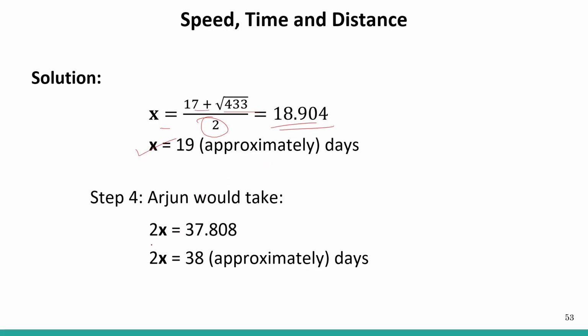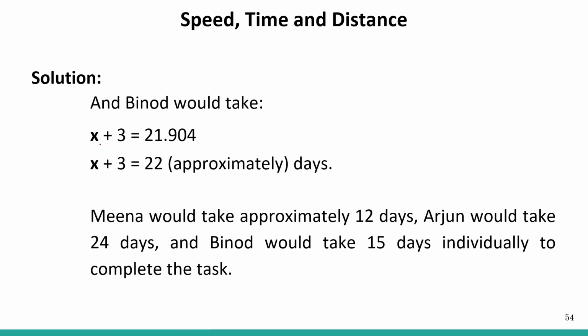So Arjun would take 2x days, so it will be 37.808. Approximately you can say that he can take 38 days. And Vinod would take x plus 3 days, so it will be 21.902 or 22 days. So Meena would take approximately 19 days, Arjun would take approximately 38, and Vinod would take 22 days individually to complete the task.